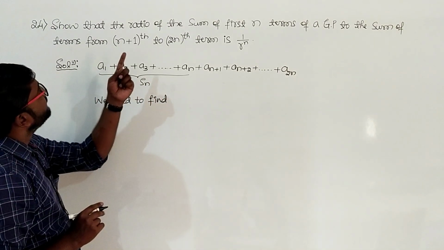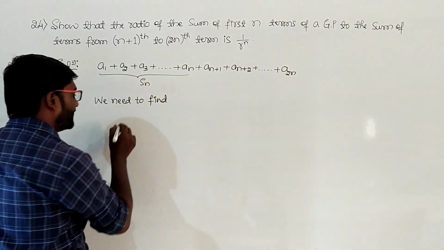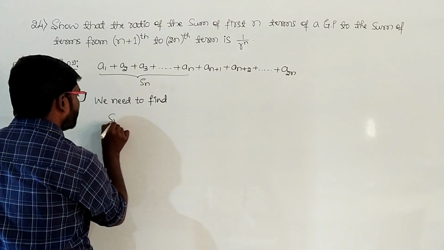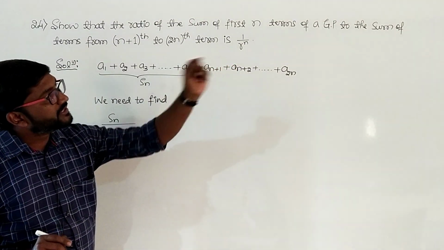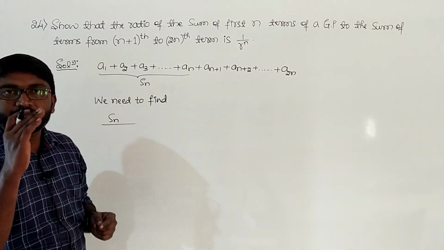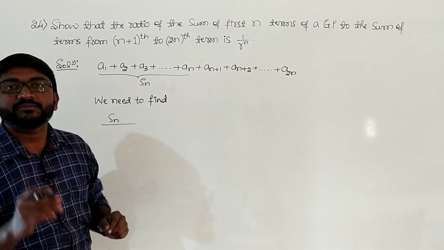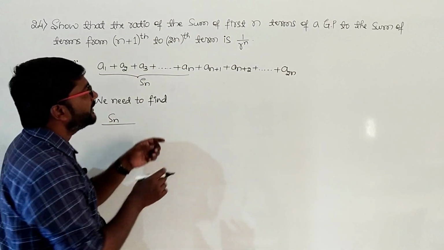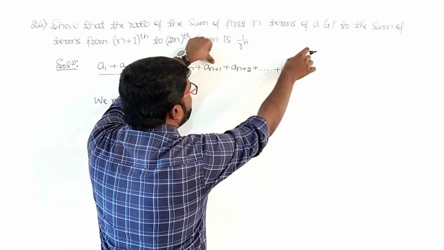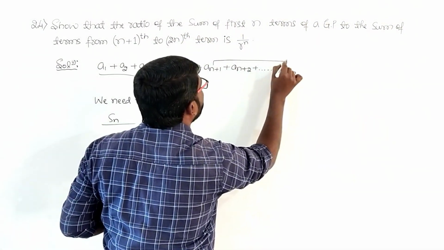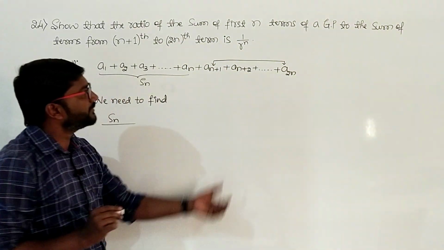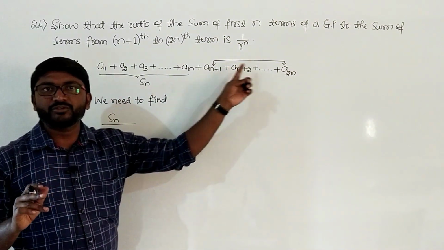the ratio of the sum of the first n terms, that is Sn, divided by the sum of terms from n plus 1th to 2nth term. This we need to identify now. That means we need the n plus 1th to 2nth terms. We have to take the sum of this now. So, how do you take the sum of terms from n plus 1th to 2nth term?